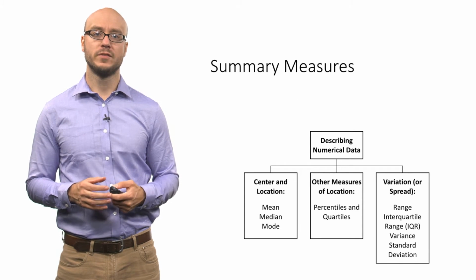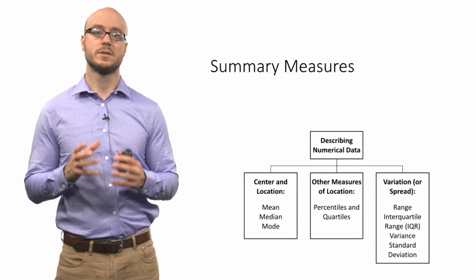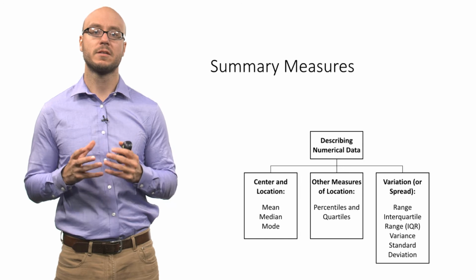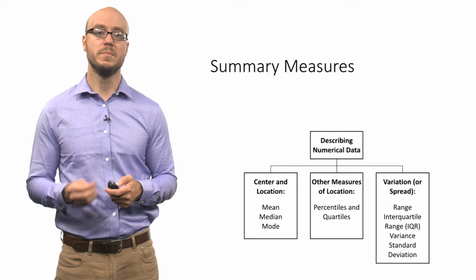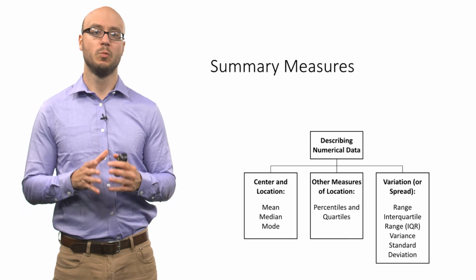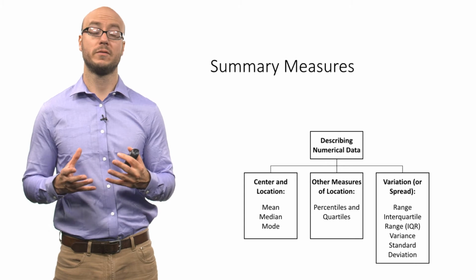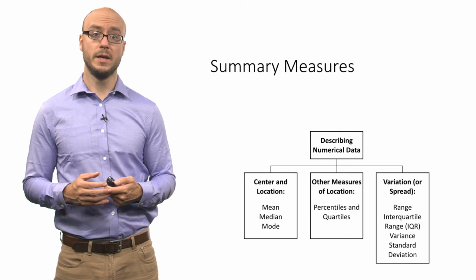So this is an overview of the different summary measures we're going to cover. Right now we're going to focus on measures of center and location, in particular the mean. It's a very commonly used measure of central tendency. When you try to understand what the typical value is, where the center part of a numerical variable is, we often focus on the mean.